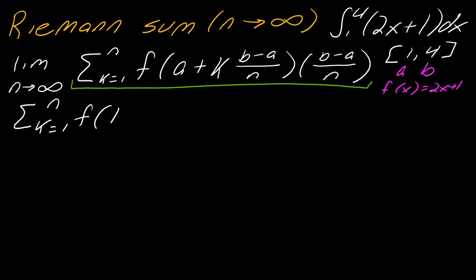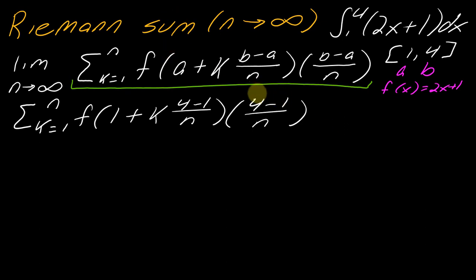So the way that this is going to look then, this is going to be 1 plus k times 4 minus 1 divided by n, and then 4 minus 1 over n. So the only things you can fill in here are the a and the b to start, okay? So now what you want to do is you really want to sort this algebra out.